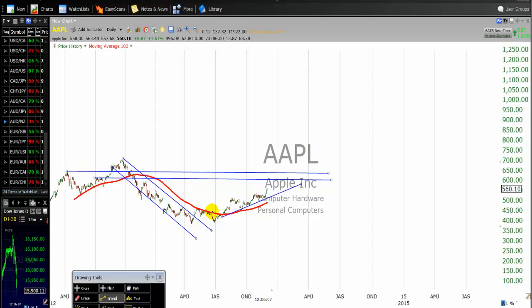Draw your channel, as you can see here for Apple stock. You see, here we are in a rising channel. Yes or no?